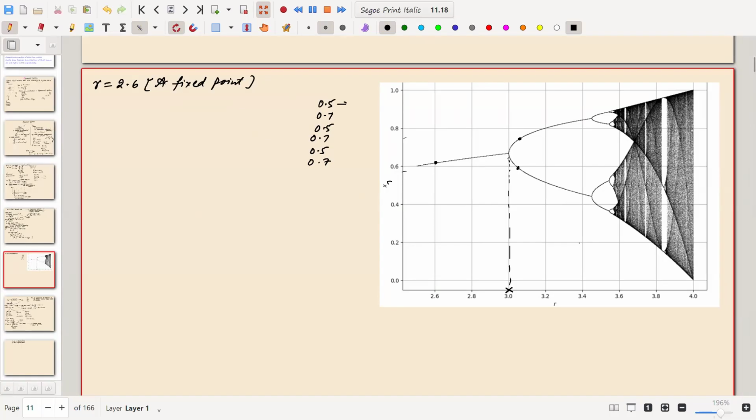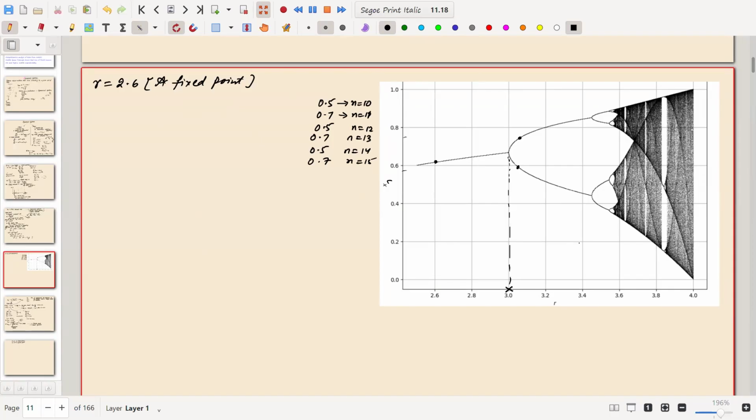Agree? So suppose this is n equal to 10, then n equal to 11, 12, 13, 14, 15, right? I just showed some part of it. I took a chunk of it and analyzed the data set. For n equal to 10, it is showing the value 0.5. This is xn. When this repeats, you see 0.5 again at n equal to 12, right? So xn is equal to xn plus 2.